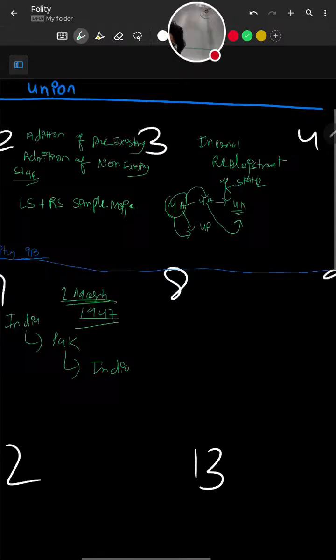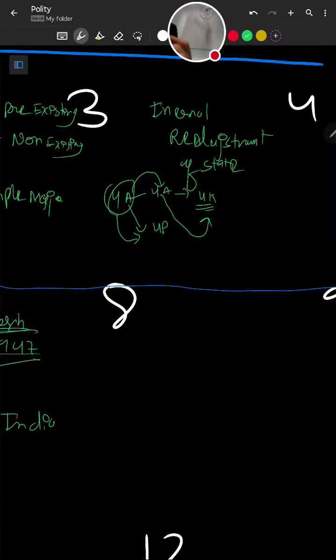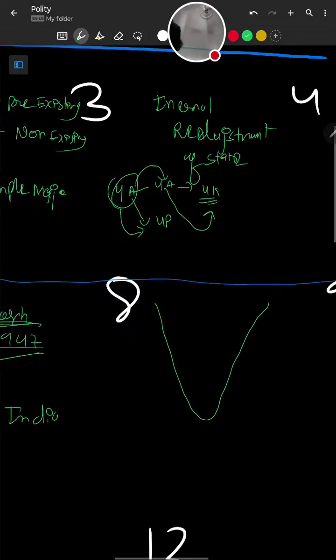Now, Article 8 is something for students and all that. Supposedly, you are here, right?